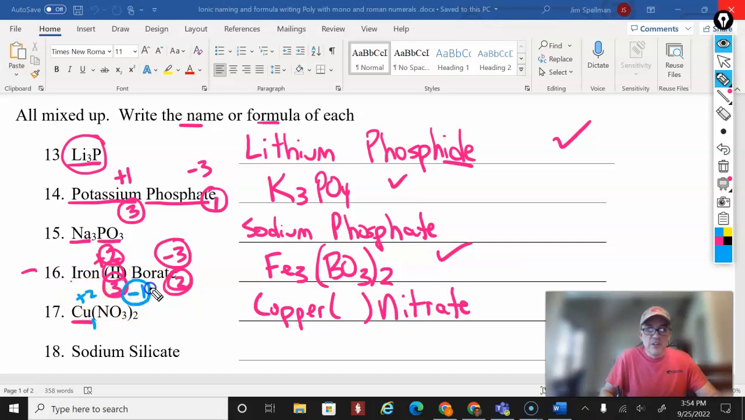Now again, I've got to double check. Is that actually nitrate's number? If you go look on the polyatomic chart, you would see that nitrate is a -1, which means that copper in this case would have to be +2 to balance things out. And this would be copper 2 nitrate.